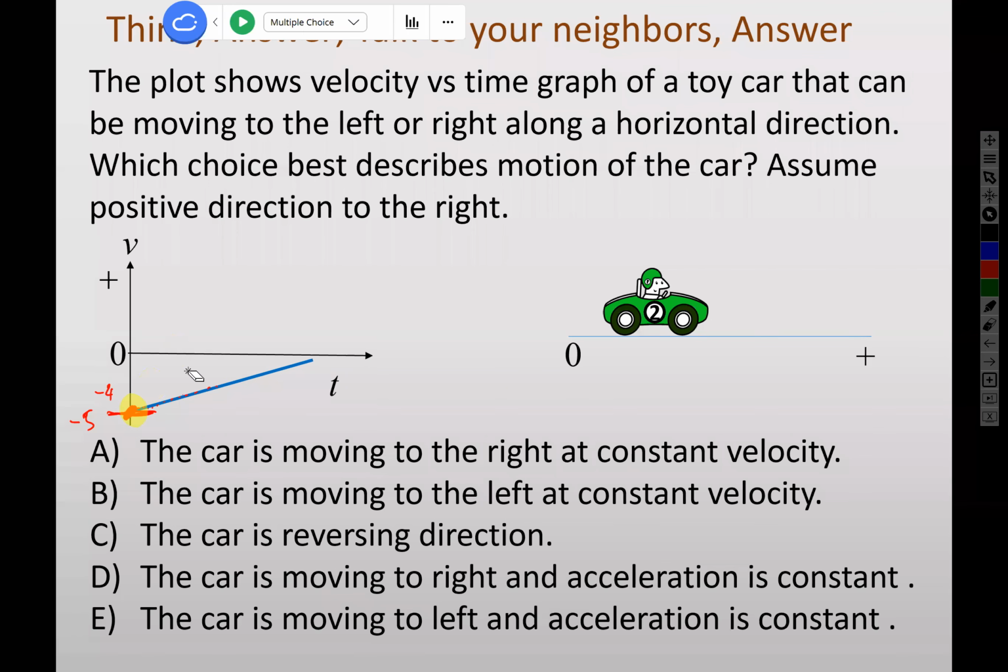Now, the slope is positive and constant. That means acceleration is positive, and here it says positive is right. So acceleration is to the right, but velocity is negative, meaning this thing is moving in the negative direction. So velocity and acceleration are in opposite directions. And that's why it is slowing down. Makes sense. Does it to you?